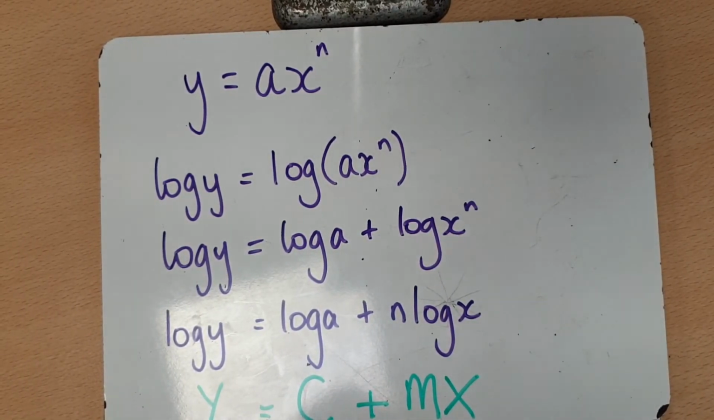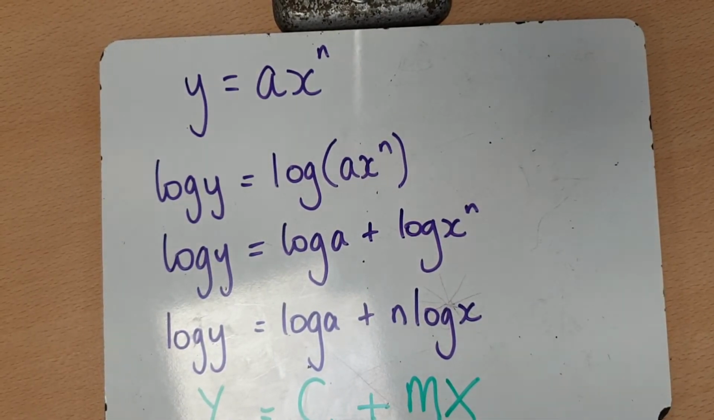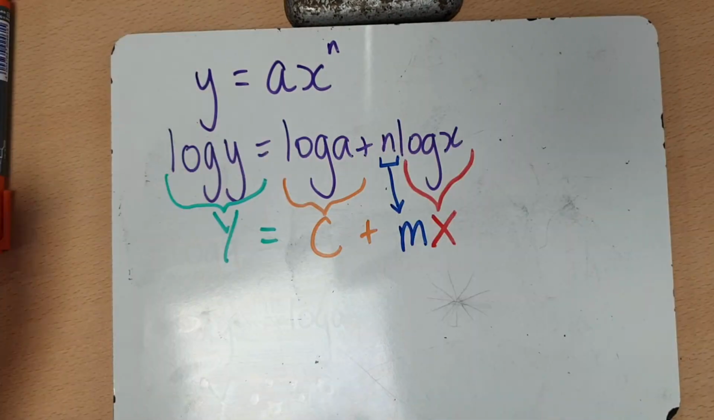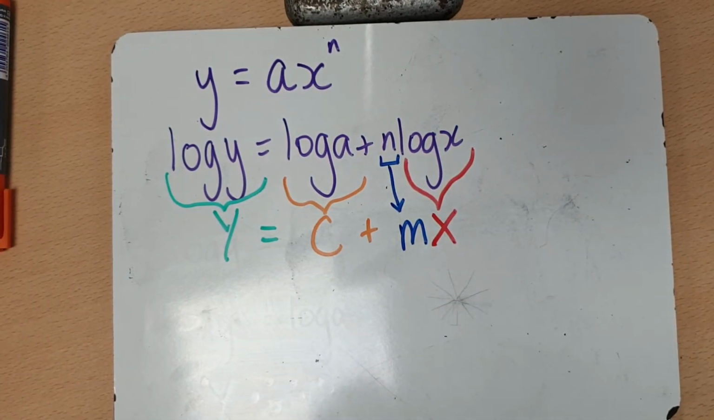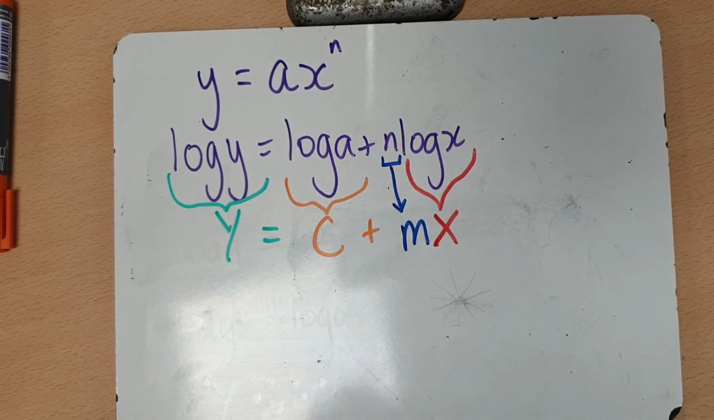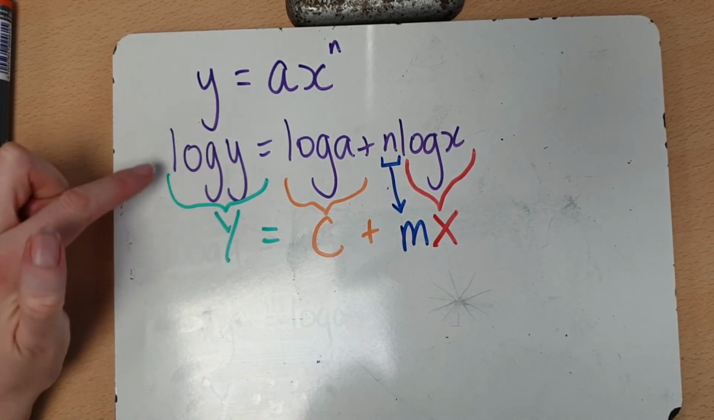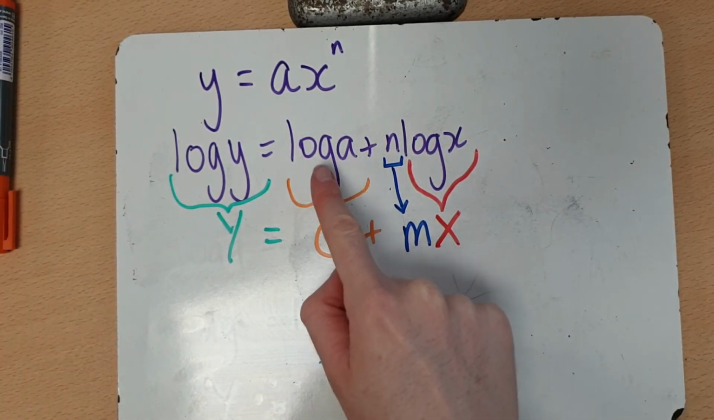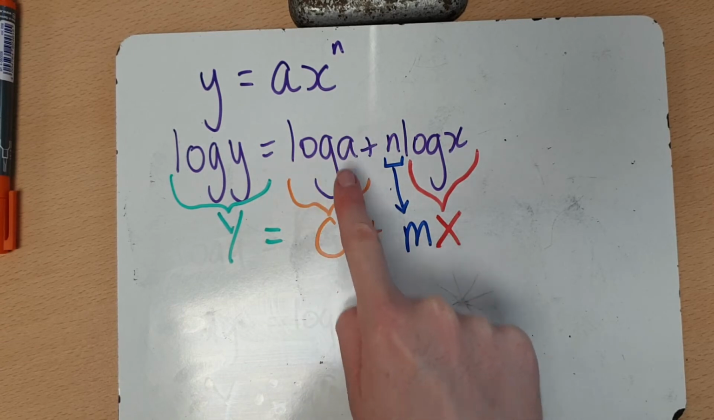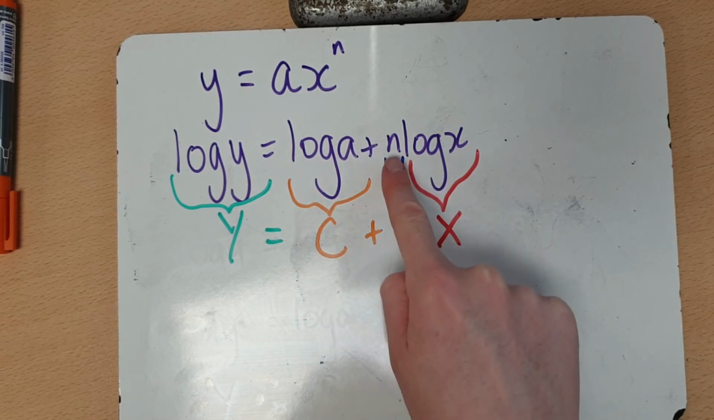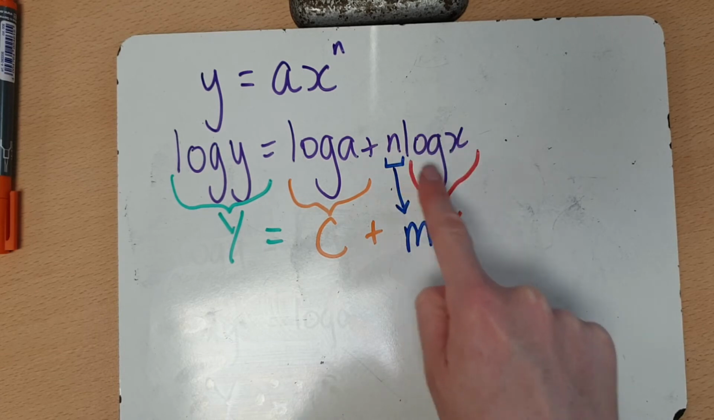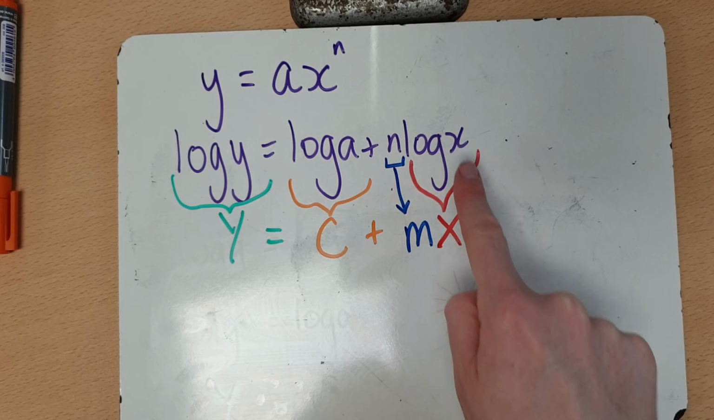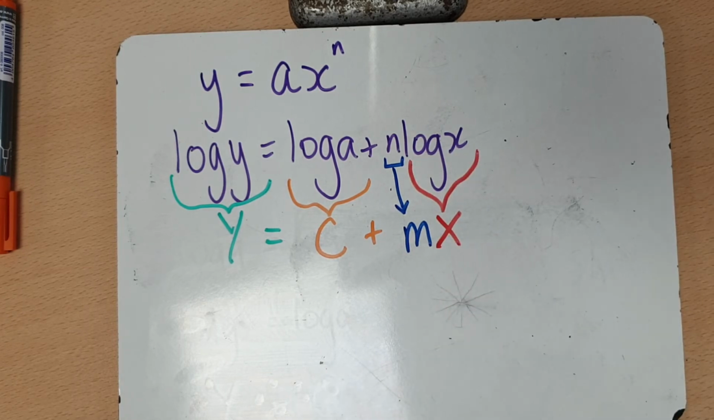So we've now got y equals c plus mx, but as you know, addition is commutative, so we can switch these two around. So I've just written that out in different colours so that you can see which bit relates to which. So log y becomes our dependent variable, capital Y. Then log a becomes our constant because it's just log of a constant, so that's another constant. N is a constant and it's multiplying the independent variable, so that becomes our gradient, which is m, and then log x becomes capital X.